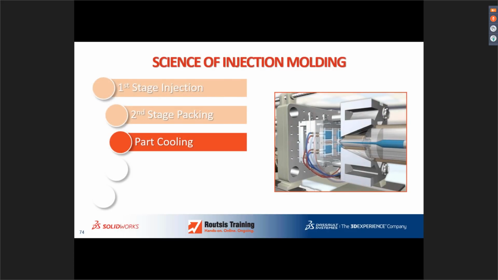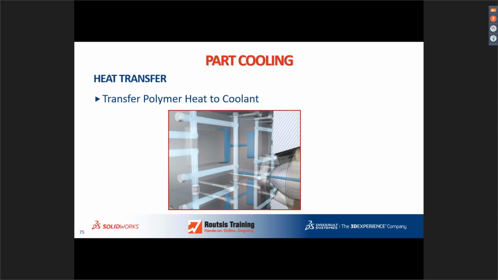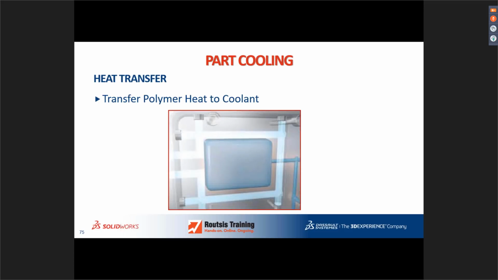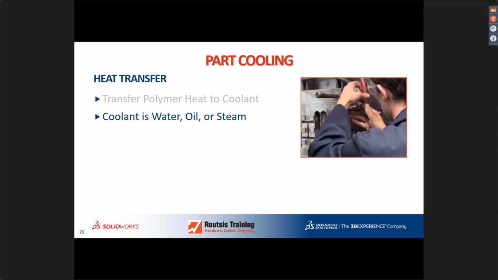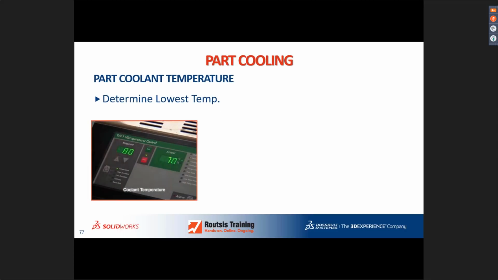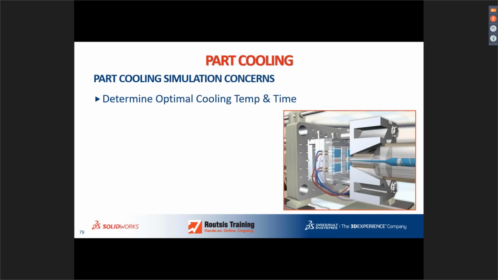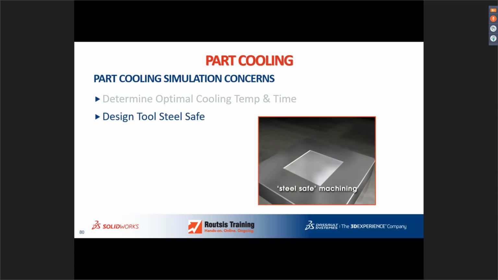Part cooling is also very important because it takes up an enormous amount of the cycle time. And this is where we transfer heat from a hot polymer to a cold mold. Okay, typically we use water, oil, or steam, and we can adjust that. Again, we want to see what the output of that is. So we'd like to always determine the minimum cooling time. And again, this can be determined easily through simulation. And also we can determine a full optimal. Steel safe is a condition for any dimension that needs to be spot on.